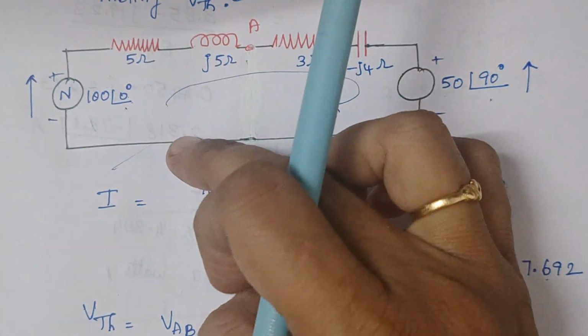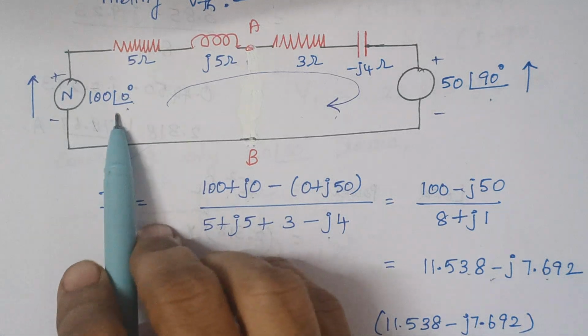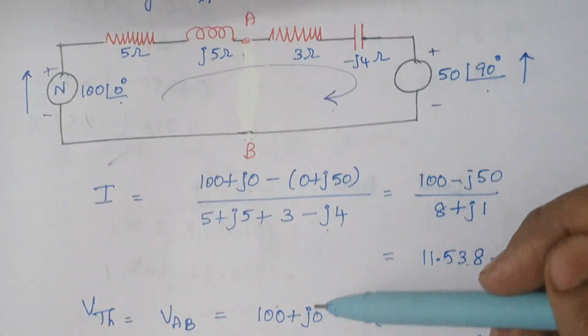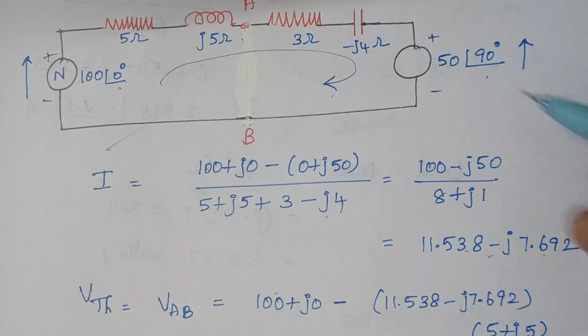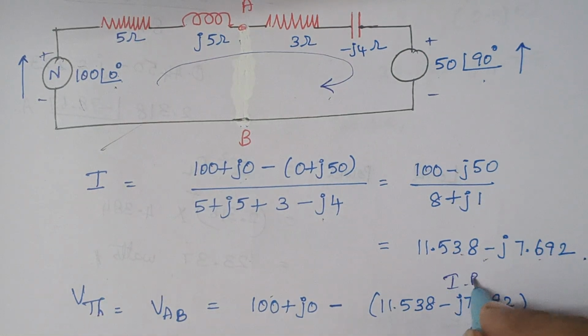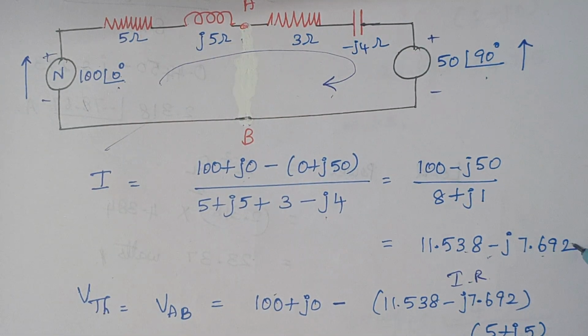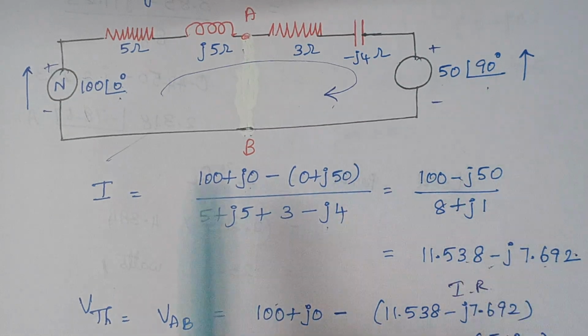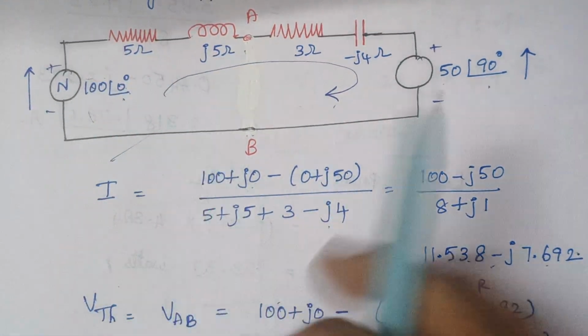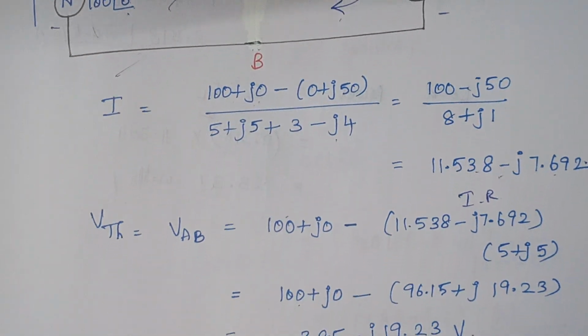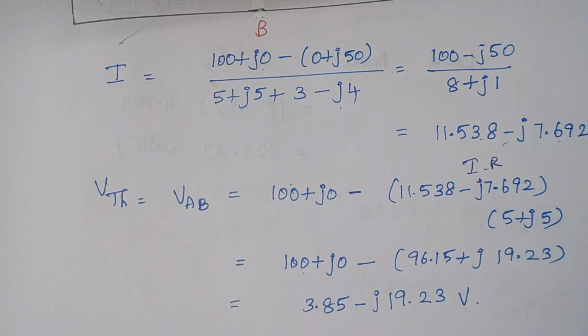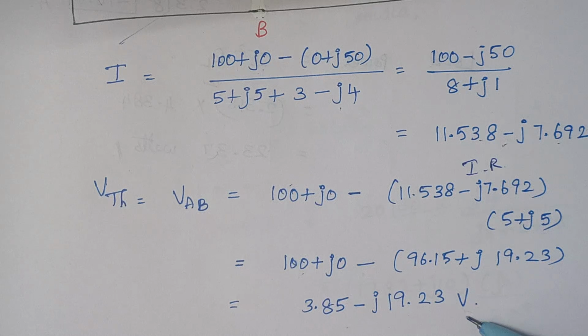So this is the circuit. This is your source voltage. So you see the source voltage minus voltage drop. Voltage drop is nothing but I into R here. So this is your value of I, and what is the value of R? R is 5 plus j5, that's it. So just substitute the values over here, and finally the Thevenin's voltage is this one.